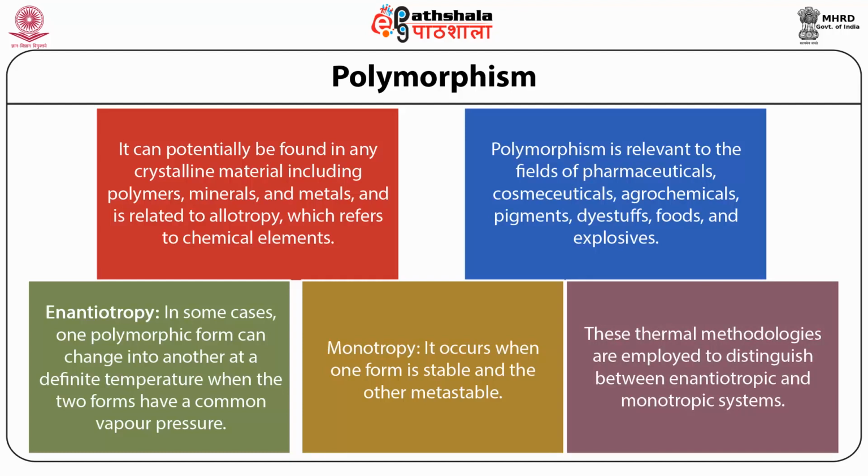For an enantiotropic system, the relative stability of a pair of solid forms inverts at some transition temperature beneath the melting point, while a single form is always more stable beneath the melting point in a monotropic system.